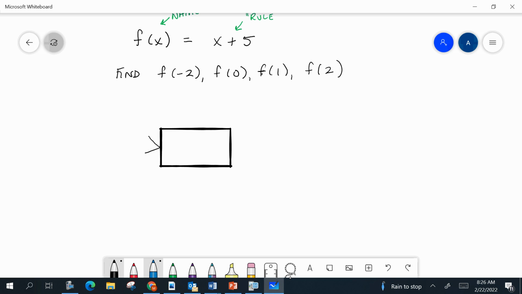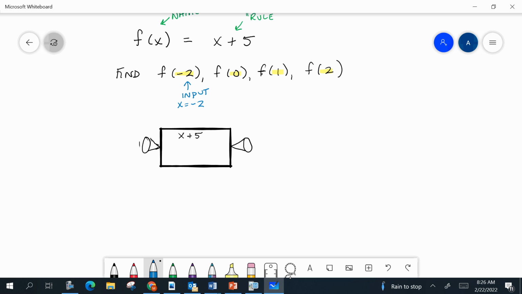Okay, so we've got our machine here. We put something in, and we've got one thing that comes out. Okay, and inside the function is our rule x plus 5. Now, what we're going to plug into the function are all of these numbers right here. These are going to be the inputs. Okay, we're going to input x equals -2.